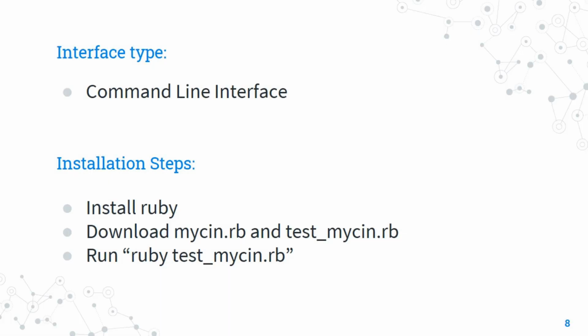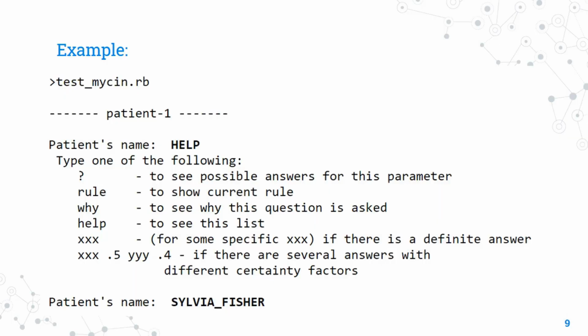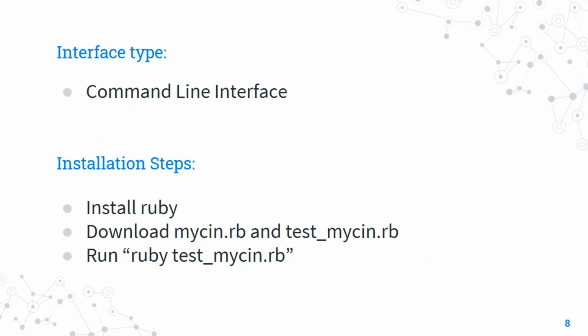So now let's move to the MYCIN user interface. MYCIN provides us a command line interface. To install MYCIN, we need to follow these steps. First, we need to install Ruby. Now download mycin.rb and test_mycin.rb from the link provided in the description. Now let's start by executing the command ruby test_mycin.rb.